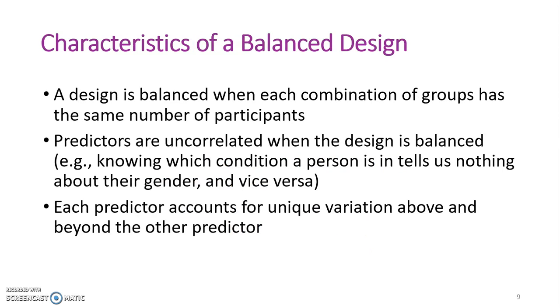Again, a balanced design means that each combination of groups, or each cell broken out by the levels of the factors, has the same number of participants. A balanced design is desirable because we can assume that the predictors are uncorrelated. What that means is that knowing which condition a person is in tells us nothing about their gender, or vice versa. Essentially, when the design is balanced, each predictor accounts for unique variation above and beyond the other predictor.